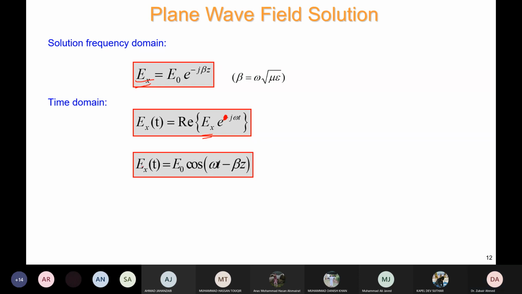Does this expression look familiar? This is actually what type of wave? It's a cosine traveling wave moving in the positive z direction, because it's a function of both space and time, and the minus sign means it is a traveling wave moving in the positive z direction. So just looking at this expression, you should immediately recognize that it's a traveling wave moving in the positive z direction.